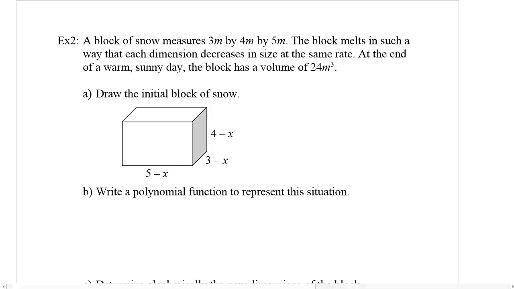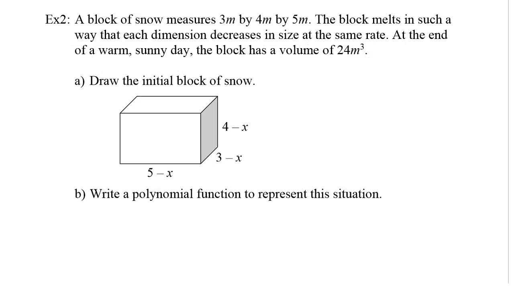Okay. Our second example could be very familiar for people here in Winnipeg. It says a block of snow measures 3 meters by 4 meters by 5 meters. The block melts in such a way that each dimension decreases in size at the same rate. At the end of a warm, sunny day, the block has a volume of 24 meters cubed. Draw the initial block of snow.